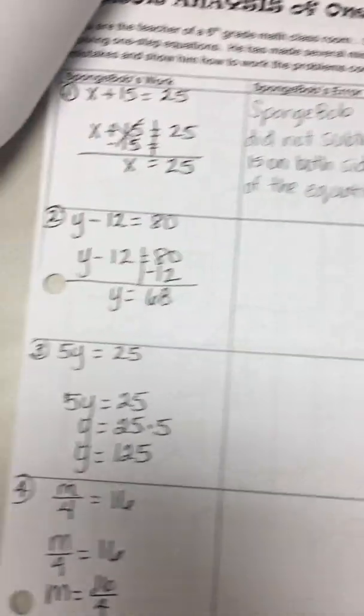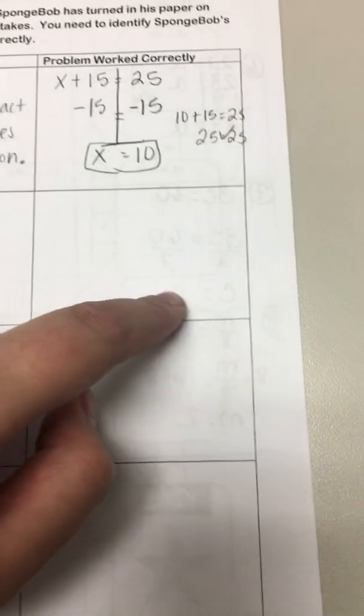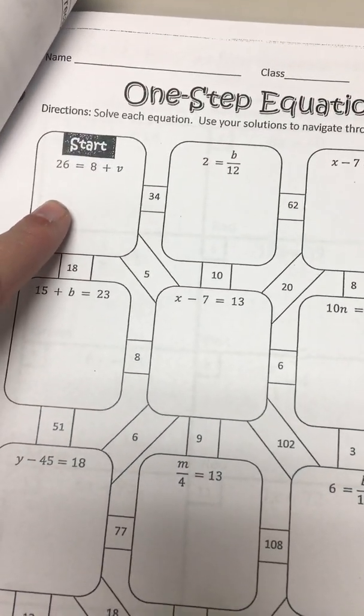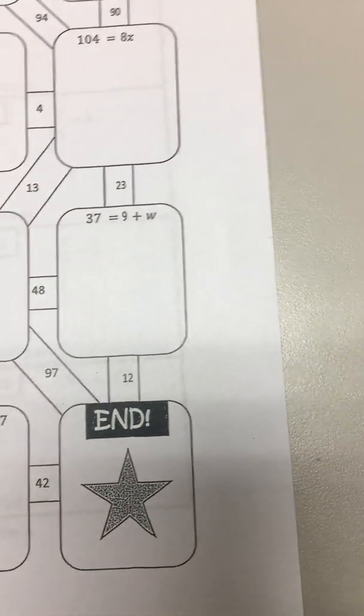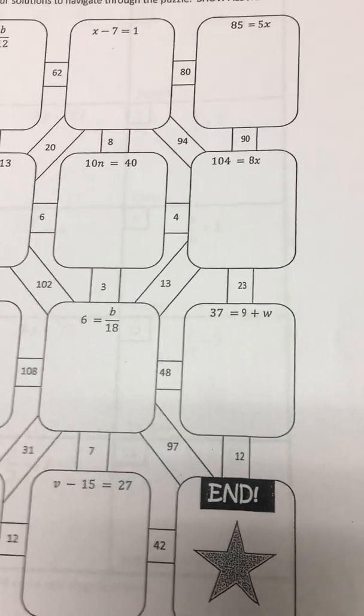The other pages are fairly self-explanatory. SpongeBob messed up on his work. You tell me what he did wrong. You show me the right answer. That's front and back. The maze, there's a backside. The maze is self-explanatory. This is where you start, you figure out the answer, and then you have an end way. I don't mind if you color this while you work on it, as long as I see some work.